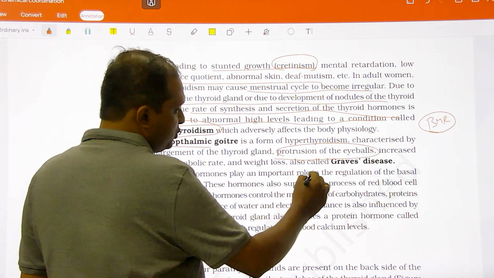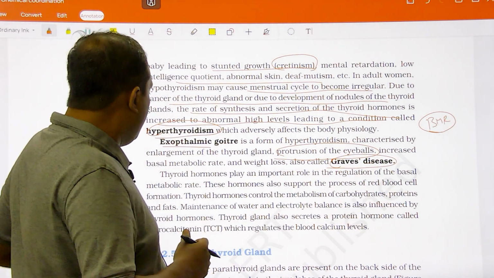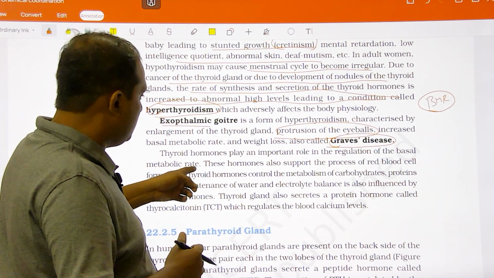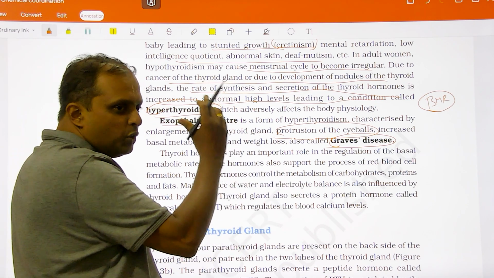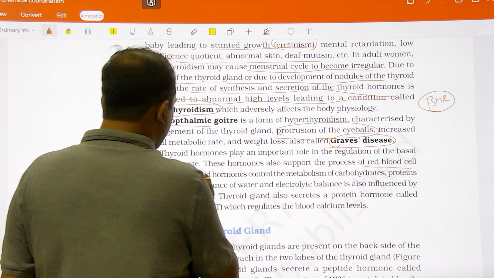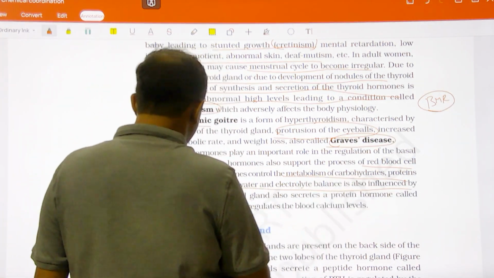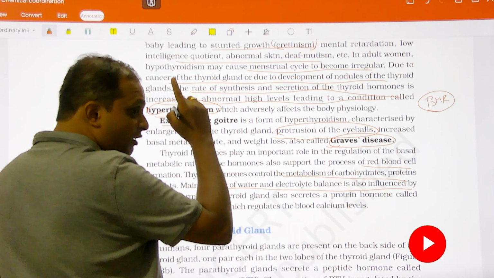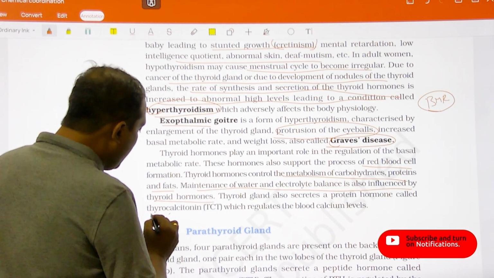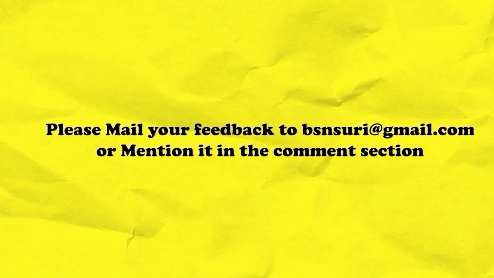And weight loss, which is also called Graves' disease, is quite serious, right? Thyroid hormone also plays an important role in basal metabolic rate. These hormones also support the process of red blood cell formation. Everything is important; each and every sentence could be a possible MCQ. Metabolism of carbohydrate, protein and fats, and maintenance of water and electrolyte balance are also influenced by thyroid hormone. The parafollicular cells produce calcitonin, so thyrocalcitonin is also produced, which regulates the blood calcium level. Is that clear?